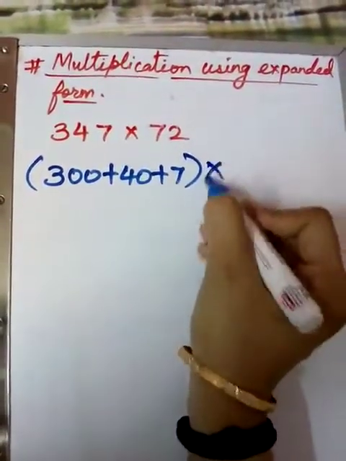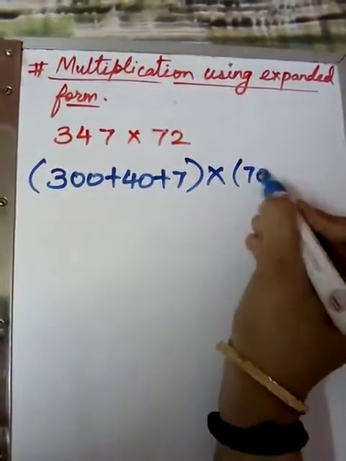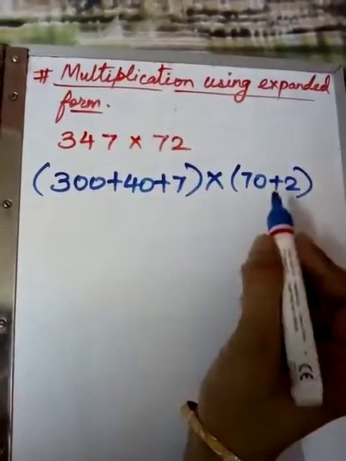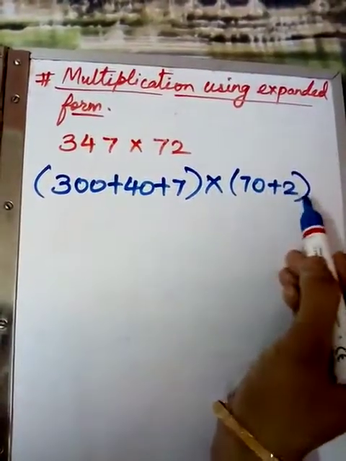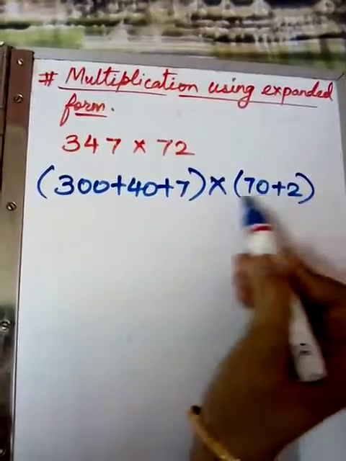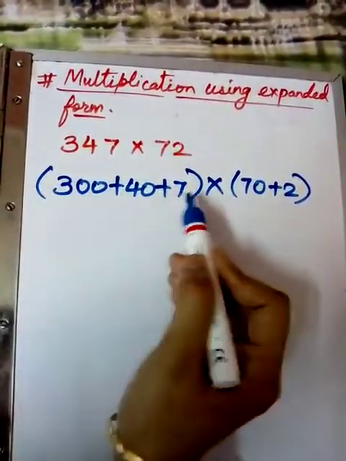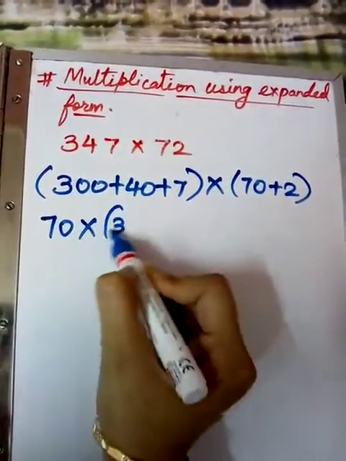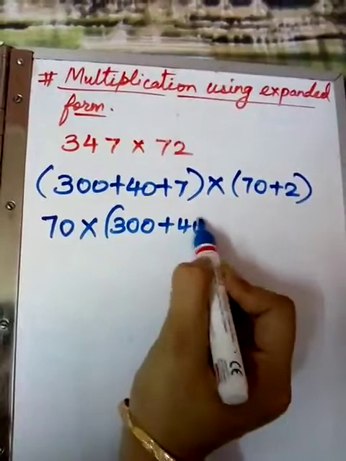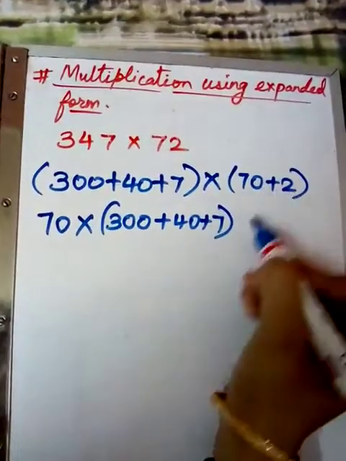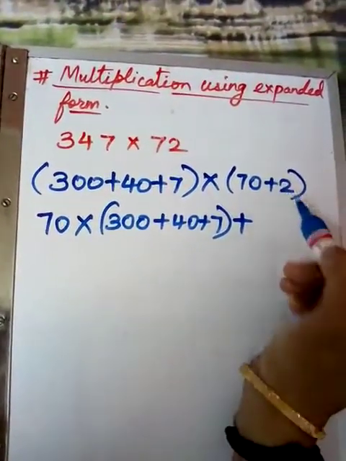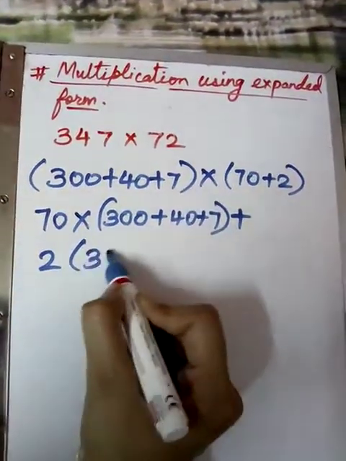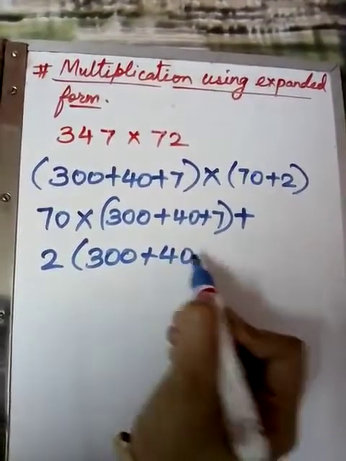What is this sign? Multiply. 72 is 70 plus 2, again under the bracket. Now what will we do? We will take 70 plus 2 and multiply. See, these two numbers have to be multiplied by this series. So 70 first multiplies this series, 300 plus 40 plus 7, and what is the sign? Plus. Then the turn of 2 will multiply the whole series. What is the series? 300 plus 40 plus 7.